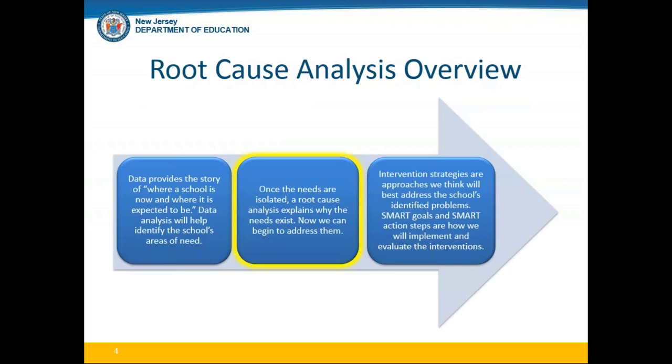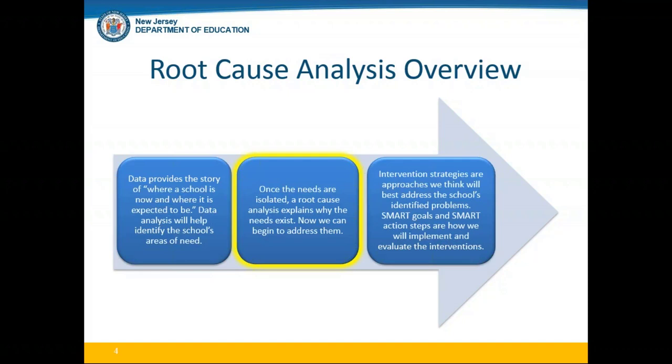Previously, we used data to provide the story of where a school is now and where it is expected to be. The data analysis helps to identify the school's area of need. Once the needs are isolated, a root cause analysis explains why the needs exist. In many ways, the root cause analysis is the most important step in the annual school planning process. Only once we understand why these challenges exist can we begin to address them. This leads to the development of strategies and approaches to best address the school's identified needs.